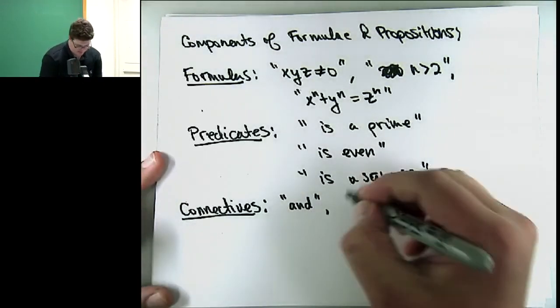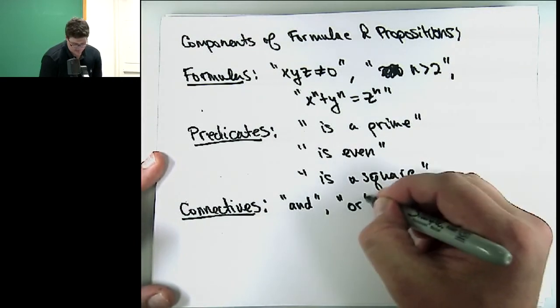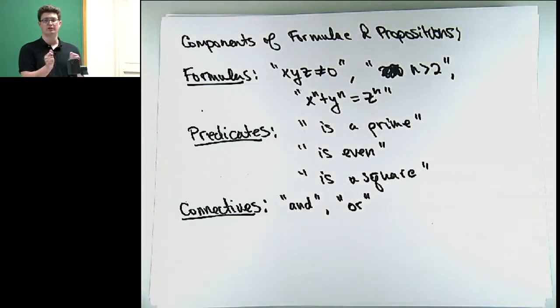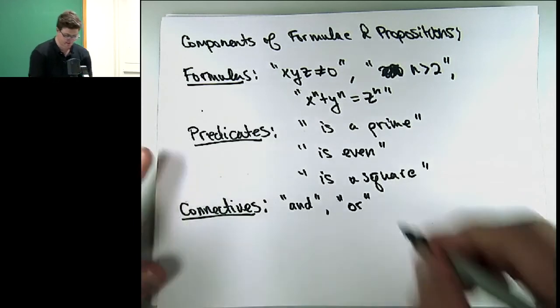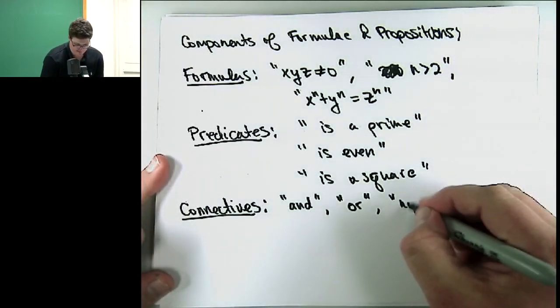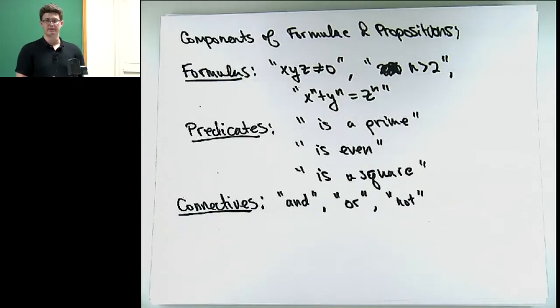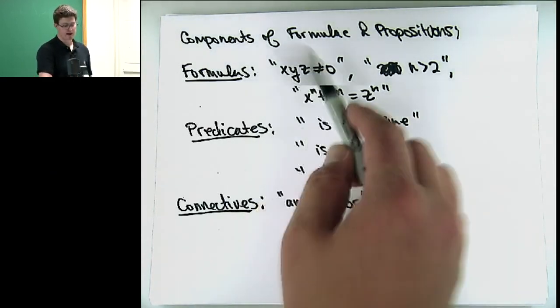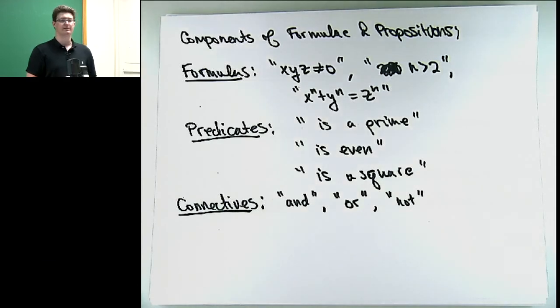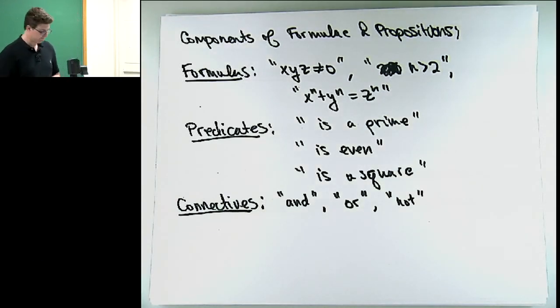We'll talk about that. You can get or. You can take one proposition, take another proposition, you can logical or them together to get a new proposition. And you can not things. So like there does not exist, things like that. There exists, or you can say there does not exist, right? So you can take a proposition and you can not it, right? Or you take a formula and say not this formula. XYZ is not equal to 0, that's the same thing as not X times Y times Z is equal to 0, right?